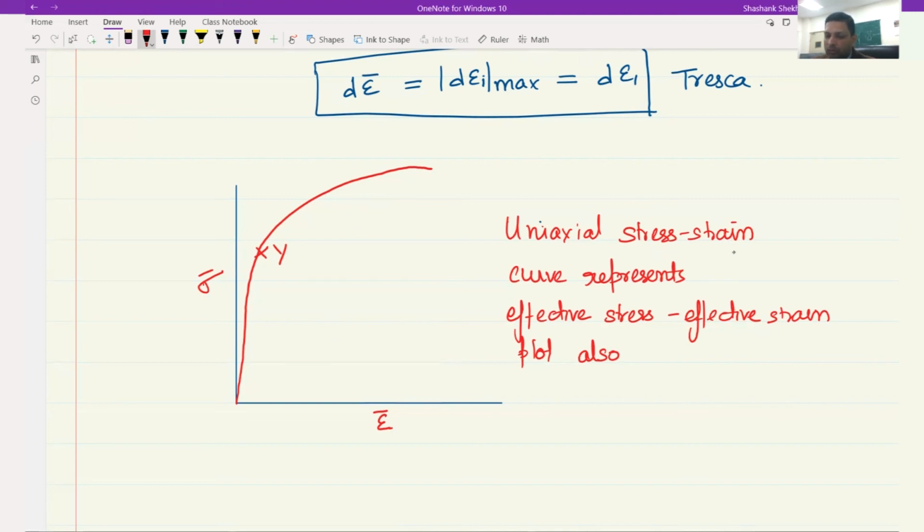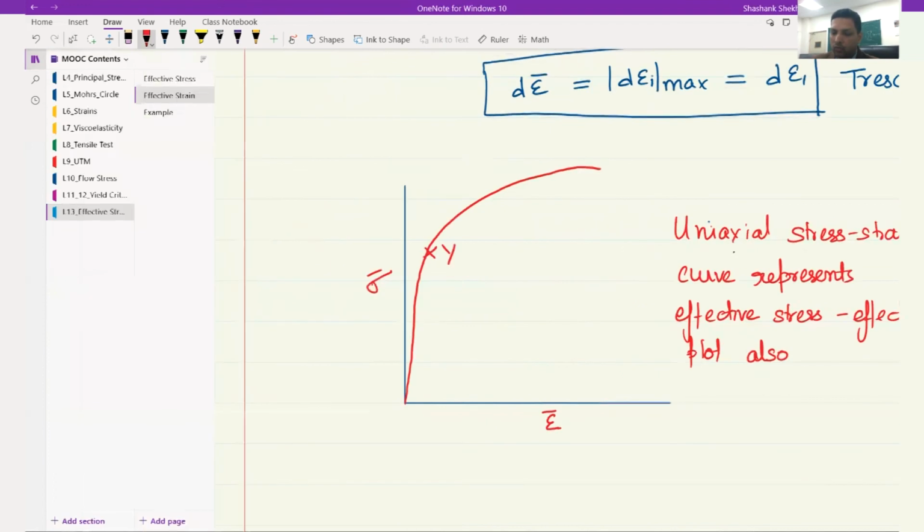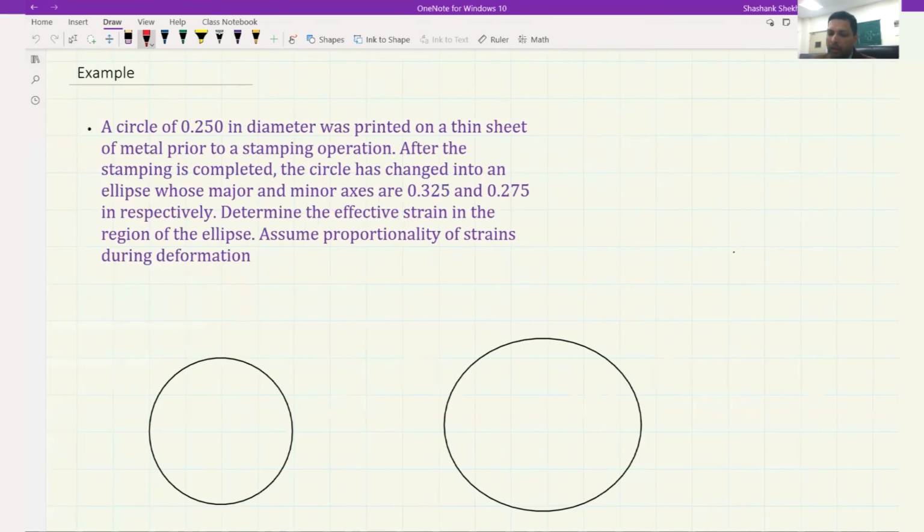Okay, so now that we have understood the effective stress strain properly, let's look at one example. The example is a circle of 0.25 inch diameter. So this is the diameter given to you. It was printed on a thin sheet of metal prior to stamping operation. So this thin sheet was stamped out by operation, and this is the diameter 0.25 inch. After the stamping is completed, the circle has changed into an ellipse. Okay, so this is before stamping, and after stamping, this is how the circle looks like.